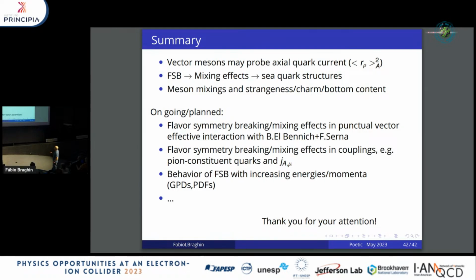So this is a summary. I tried to show a mechanism in which vector mesons may probe the axial current, and then some effects of mixings due to the flavor symmetry breaking at the sea quark level, and they help to probe the strangeness, bottom and charm content of light mesons. So there are some works ongoing that are planned also, and thank you for your attention.